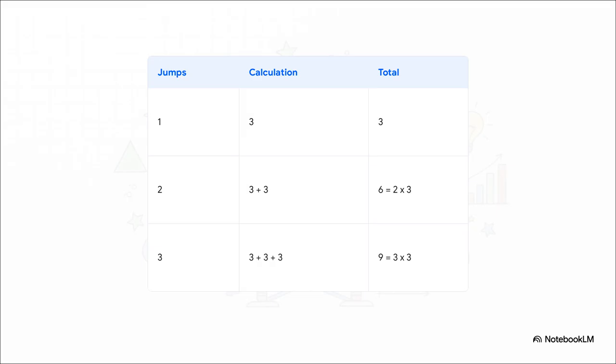And look at how neatly this works out. The physical jumps map perfectly onto the 3 times table. Just look at the progression here. 1 jump lands on 3. 2 jumps of 3 mean 3 plus 3, which gets you 6, which is exactly the same as 2 times 3. The arithmetic is visually linked to the action, so the student is essentially building the times table themselves, step by step, instead of just staring at a pre-made chart.